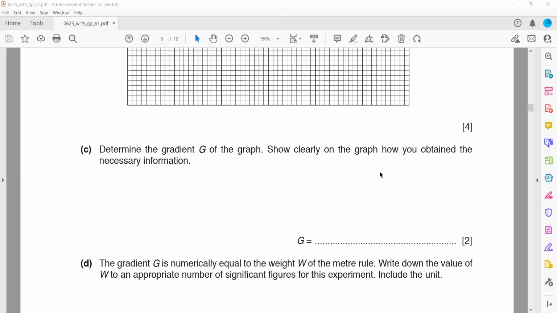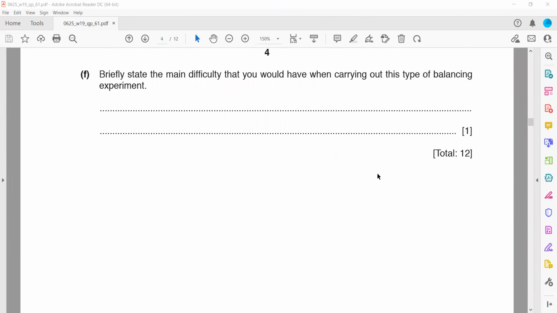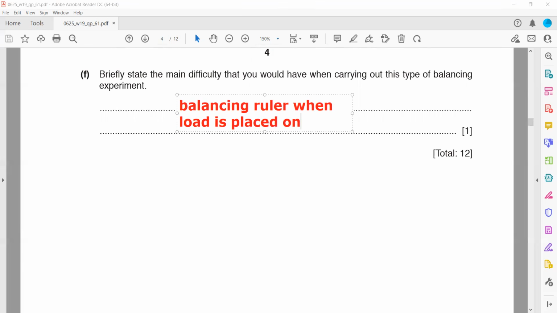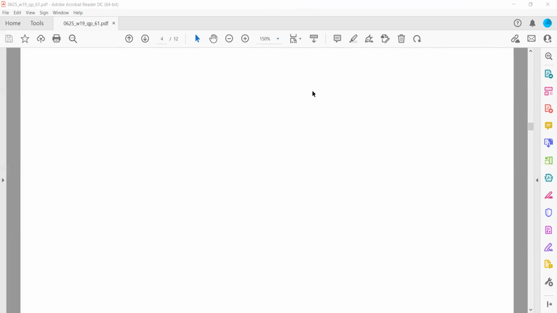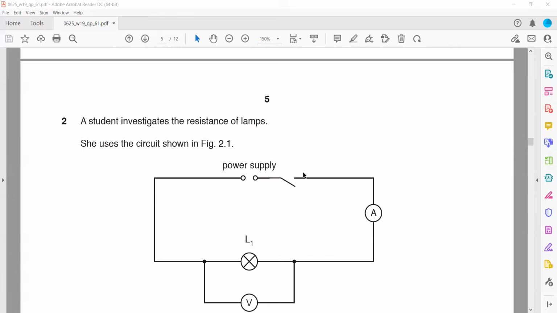So what is the difficulty for this type of experiment? I have shared one file with you in which I mentioned all the difficulties related to the experiment. In this type of experiment, it is difficult to balance the meter rule when a load is placed on it.